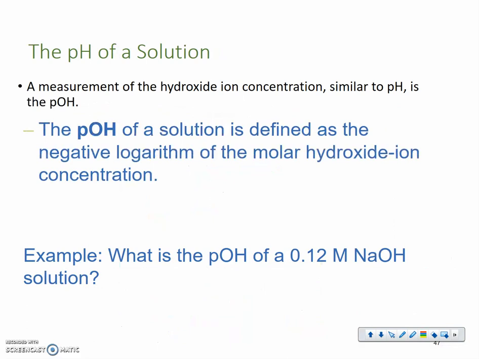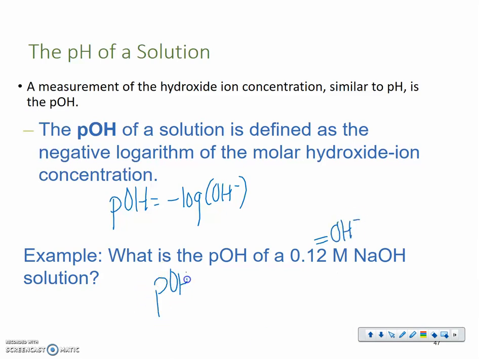We can also calculate something called the pOH, which is the relative amount of your hydroxide ions. We do this for basic solutions. Works the same way. pOH is equal to negative log of your hydroxide concentration. So what's the pH of a 0.12 molar NaOH? Strong base. So this is the amount of our hydroxide. pOH equals negative log, and pH does not have units, so 0.92.